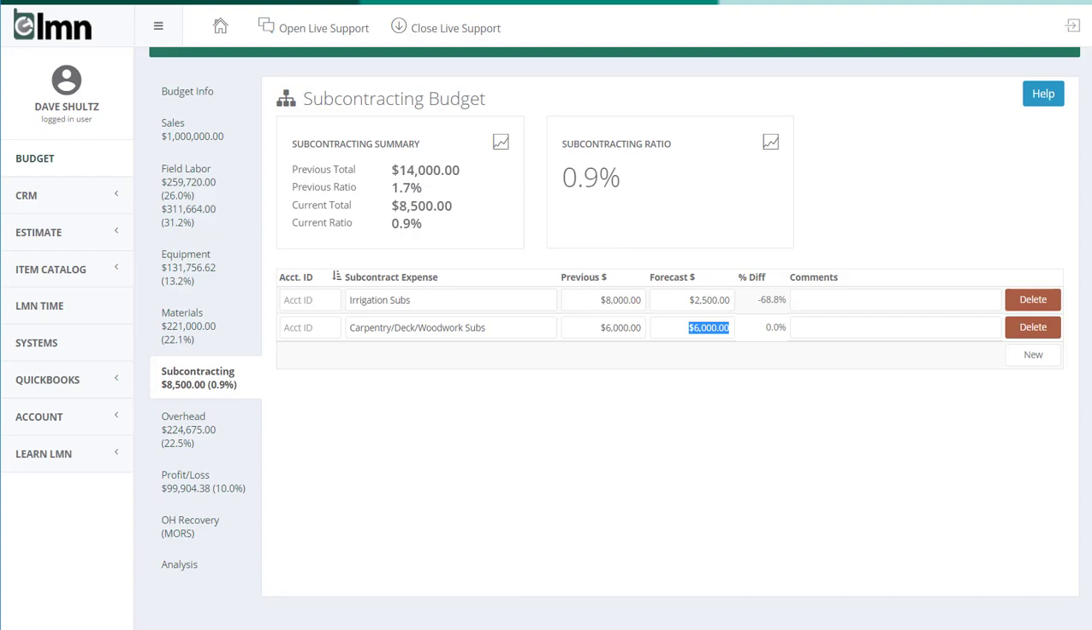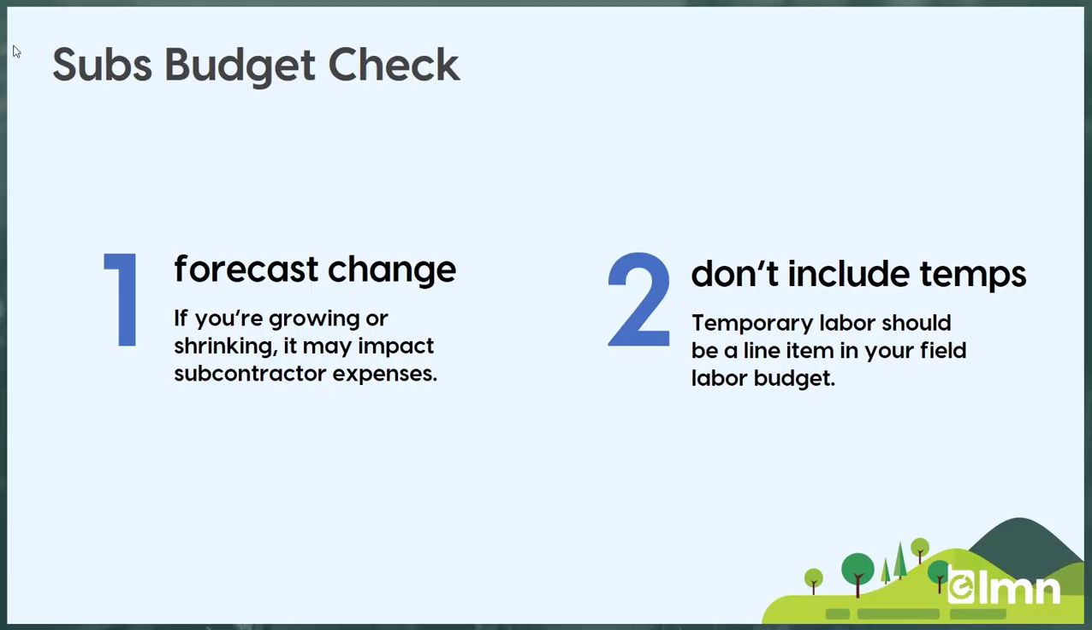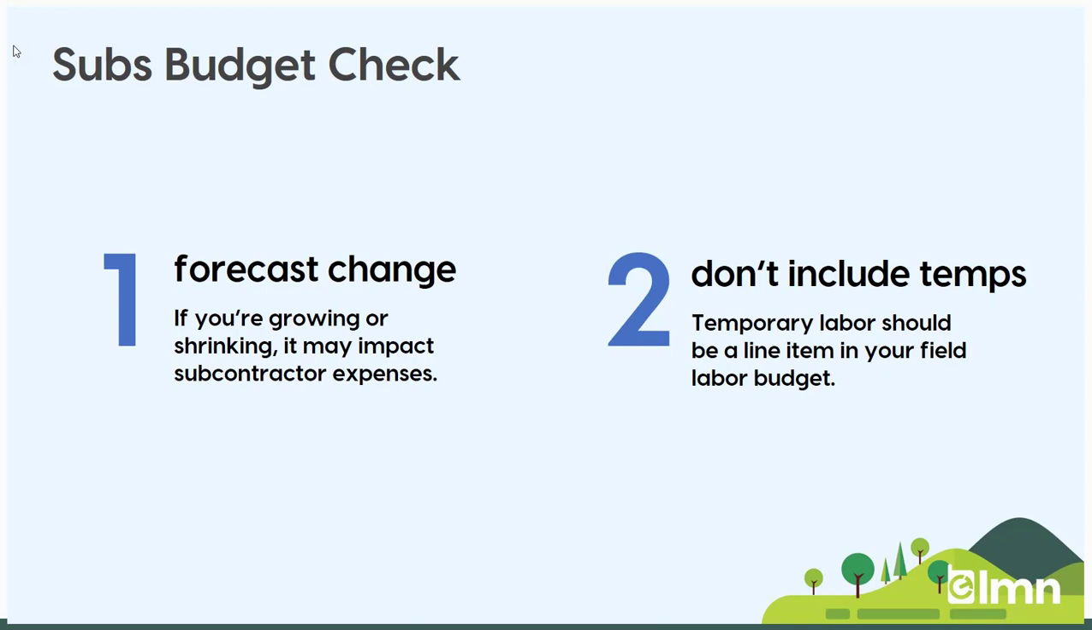can forecast it. Now, really easy tips and tricks to keep you on track here. Number one, make sure you forecast change. So if you're growing or shrinking in your sales forecast, you may want to grow or shrink in your subcontracting. It depends on how you're going to grow, whether you're going to grow with your own staff or grow your subcontractor network. The other thing is, don't include temp labor in your subcontracting budget.